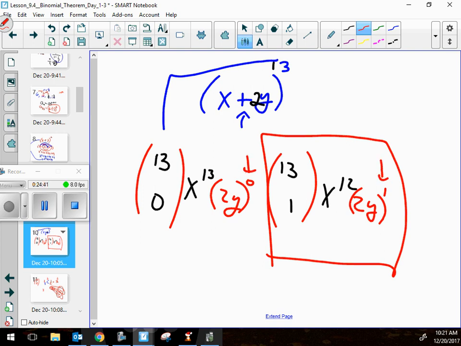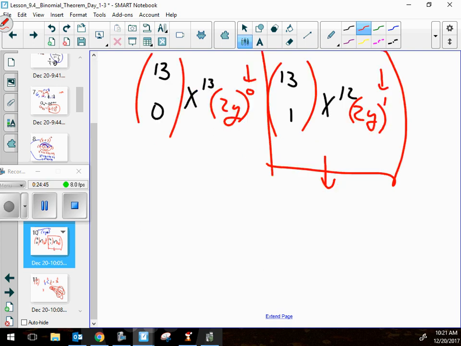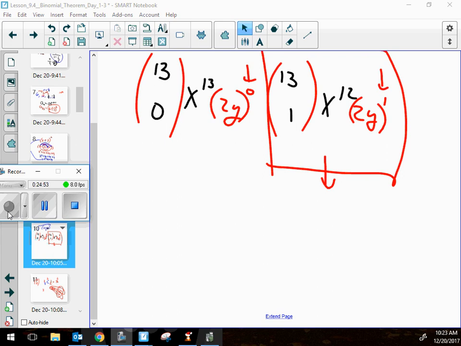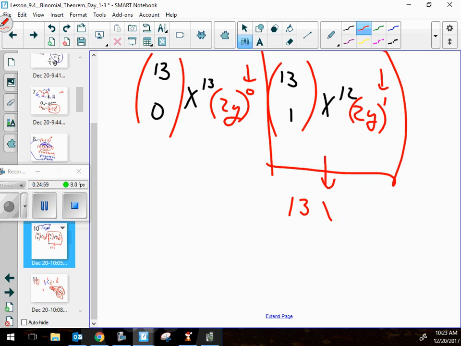Now, simplify this down for me, please, though. Let's make sure you know what to do with that 2. Pause for a minute while you try that. Okay. So, I hope you got 13 choose 1 was 13. X to the 12th. 2y to the 1 is just 2y. But if you leave it that way, I mark it wrong because you haven't simplified it all the way. So just put the 2 with the 13. It's not that hard. 26x to the 12th y.